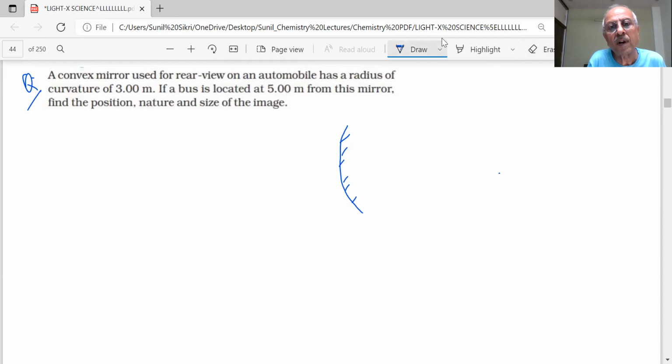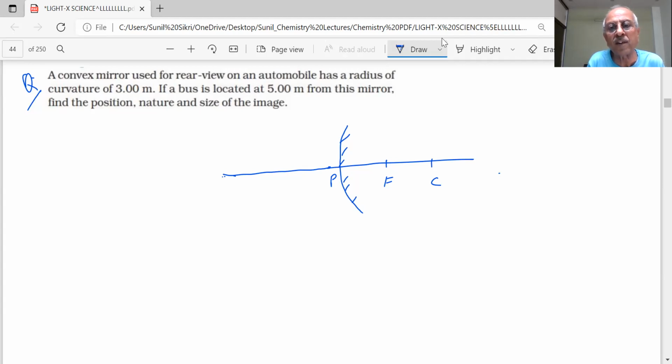And how do we draw the images? You have seen, student, the principal axis. We have shown this is our principal axis. And you have a pole. And you will have the focus behind. And at the double, you have the center of curvature.